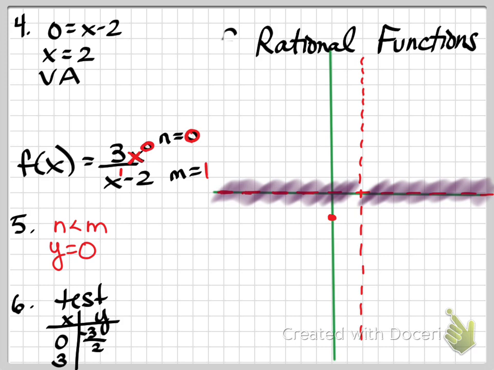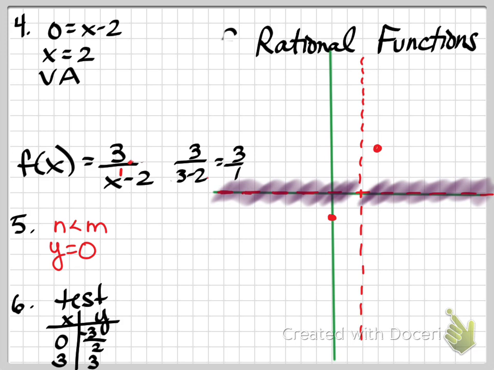Plugging in 3 gives us 3 over 3 minus 2. It gives us 3 over 1, which is just 3. So we have the point (3, 3) on this graph. I wish I didn't have this purple all over my graph, but I can't erase it because it would erase everything.